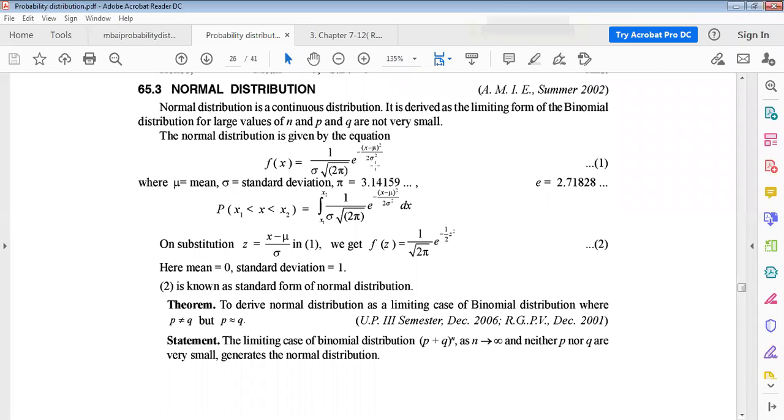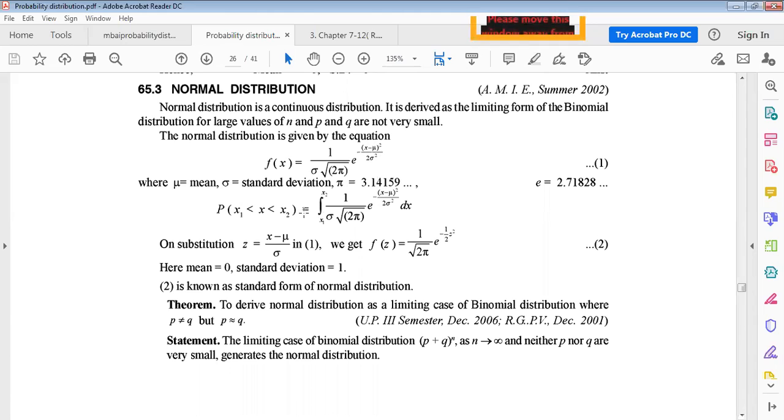Okay, normal distribution is a continuous distribution. It is derived as the limiting form of the binomial distribution for large values of n, and p and q are not very small. The normal distribution is given by the equation f of x. This is the probability density function for normal distribution, equals 1 divided by sigma square root of twice pi, times e to the power minus (x minus mu) whole square divided by 2 sigma square. Here sigma is the standard deviation and mu is the mean, and pi equals 3.1416.